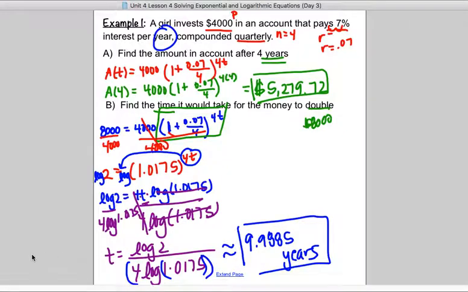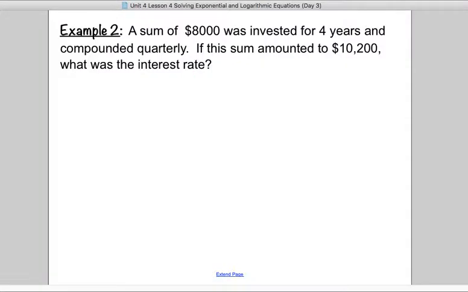Okay. Example 2. We have a sum of $8,000 was invested for 4 years and compounded quarterly. If this sum amounted to be $10,200, what was the interest rate? Ooh, so this one's a little different. We're going to solve for R in this case.